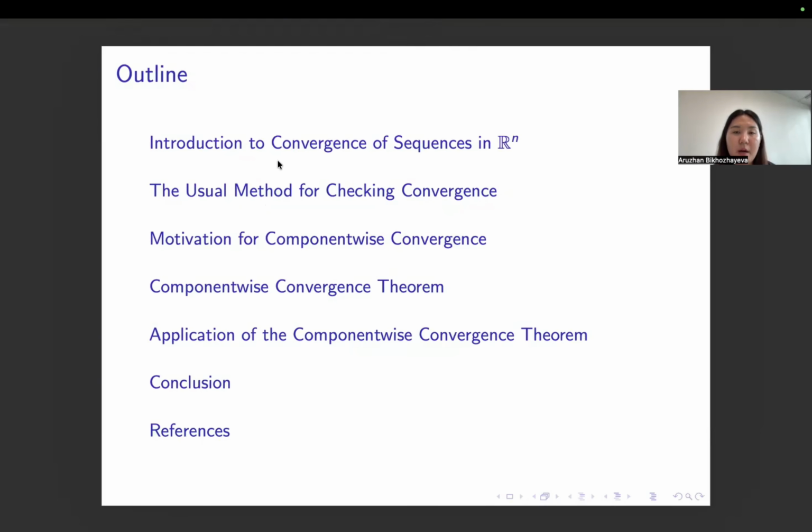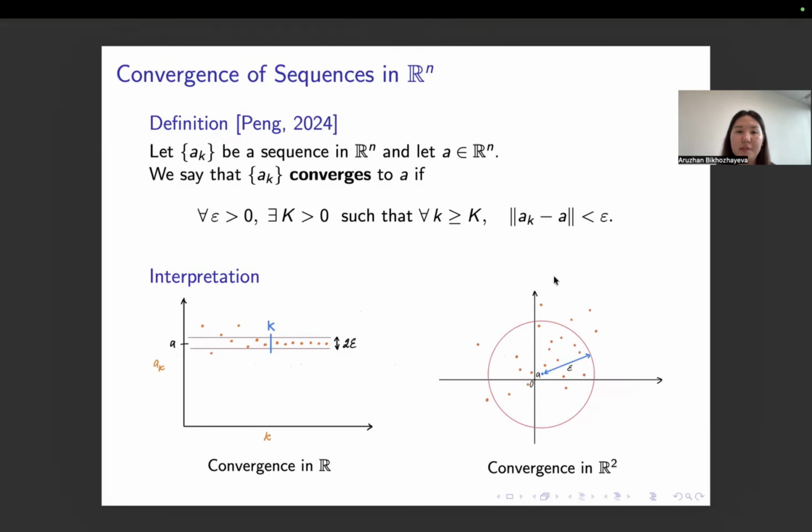Next, you can see the roadmap for today. First, we will recall what convergence in Rn means. Then we'll look at the standard method that is usually used to check convergence. After that, we'll see why mathematicians wanted a simpler method, which leads naturally to the component-wise convergence theorem. And at last, we will of course prove this theorem and finish with an application that shows why this theorem is useful in practice. Now let's begin with the definition.